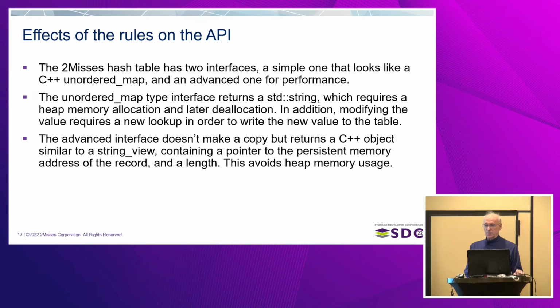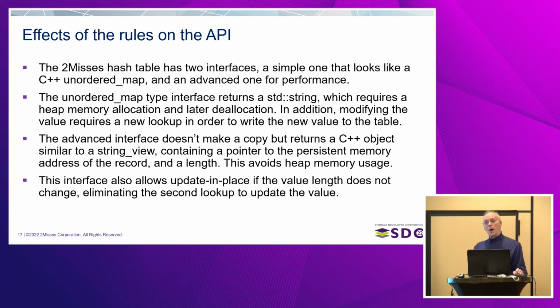The advanced interface doesn't make a copy, but returns a C++ object similar to a string view, but it's older than that. This library is a derivative of one that's really, really old, and string view didn't exist at the time. Also, in addition to the address and the length, this one has a maximum length, so you can change the logical length of the thing being pointed to without actually making a copy or changing anything. I'm not using that typically in this interface, but it was there, so I used it. So you don't have to have any heap memory allocations or deallocations in this case.